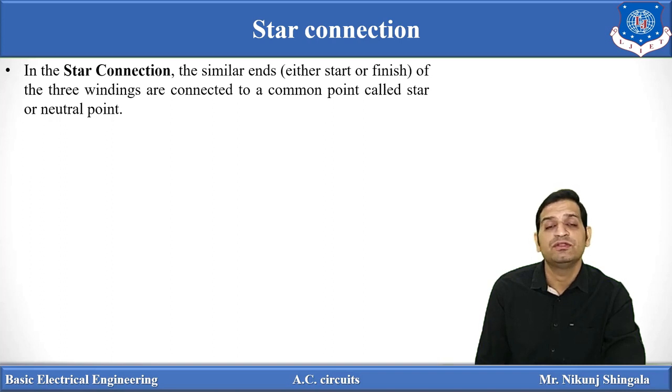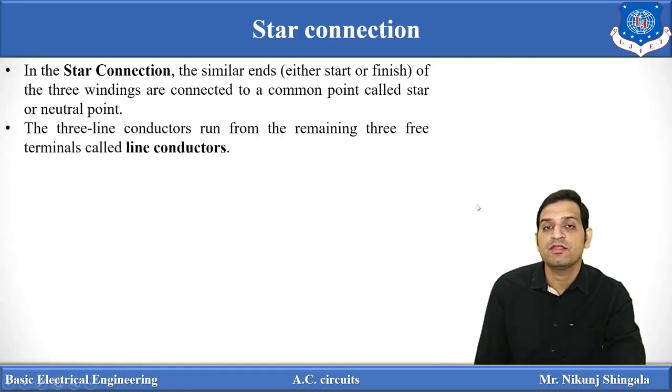So in the star connection, there are three windings, R, Y and B, that we have already discussed. Each winding has two ends, so a total of six ends will be there: R1, R2, Y1, Y2 and B1, B2. Now similar ends, that is R1, Y1 and B1, or finish ends, that is R2, Y2 and B2, are connected to a common point, known as the star point or neutral point. So in star connection, similar ends are connected together, may be start ends or finish ends.